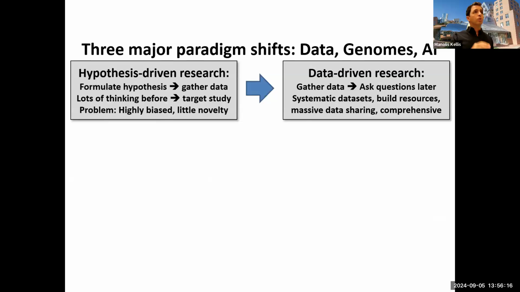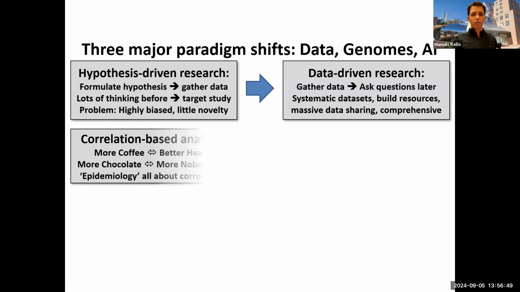The first is we used to be all about hypothesis-driven research, and we're now all about data-driven research. So we could formulate the hypothesis, gather some data. You would do lots of thinking before, and then you have a targeted study that only measures one thing. And then the problem with that was it was highly biased and very little novelty. Today, we basically shoot first, ask questions later. So we gather tons of data, and then we have systematic data sets. We can build resources, massive amounts of data sharing, comprehensive use of biology, and then the questions and the models, et cetera, come up. That's the first paradigm shift.